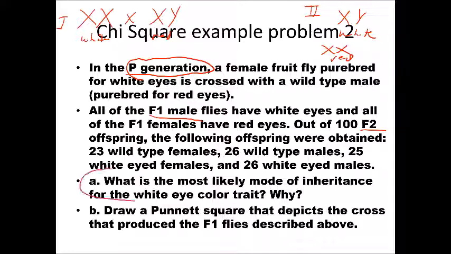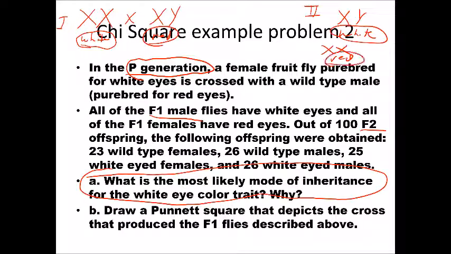First question, though: what is the most likely mode of inheritance for the eye color trait? Well, I'm hoping that you're seeing that the sexes are affected differently. We start off with white-eyed females and red-eyed males, and we end up with white-eyed males and red-eyed females. So something's going on that's affecting the sexes. More than likely, this is an X-linked trait. And again, we know it's not Y-linked because females are affected here.